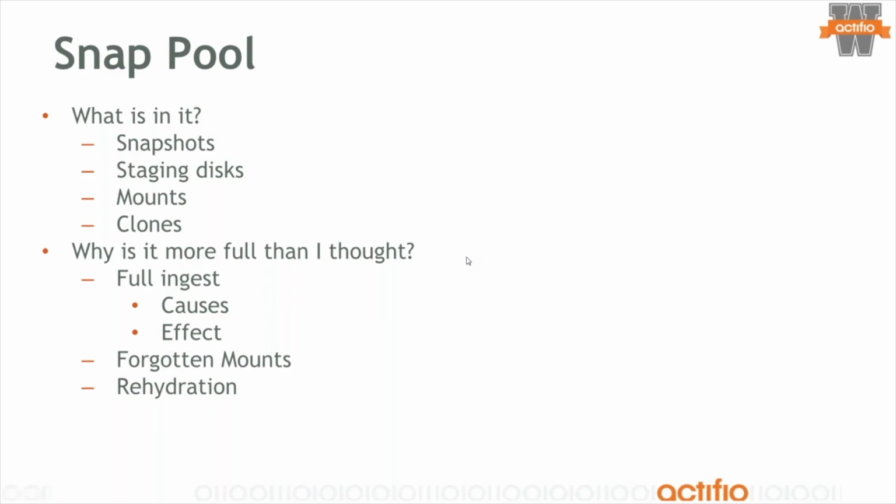Now, some of the things that will fill up your snap pool more than you anticipated. So again, we'll get back to what we'll call the accidental or unknown full ingest. You have an Oracle ASM instance, you do a rebalance and you switch to the fail instance. That is going to cause a full ingest. That's a full reindex. SQL just calls it a full reindex.